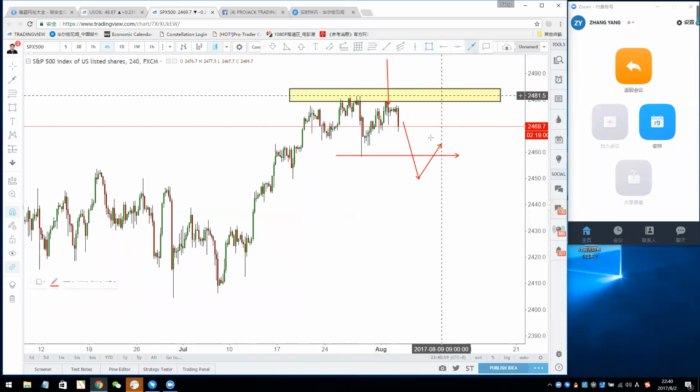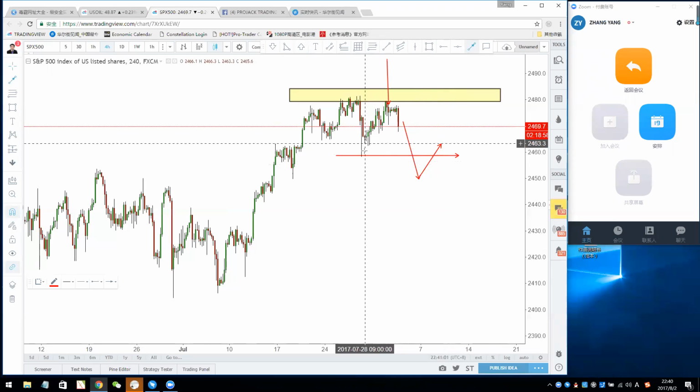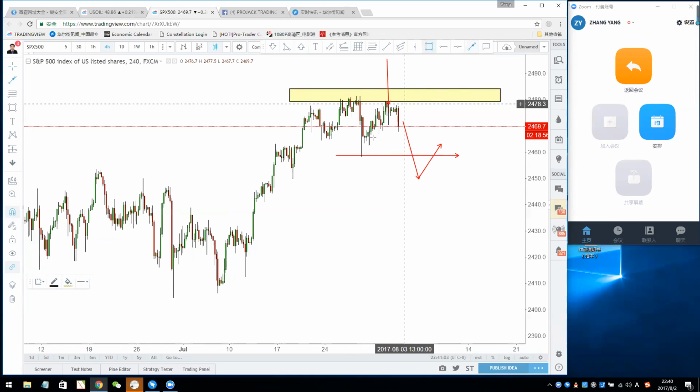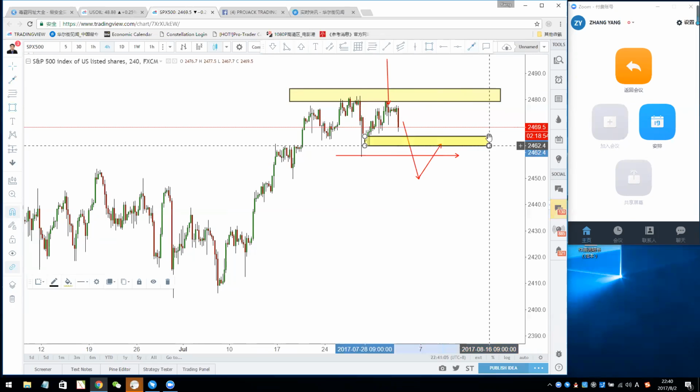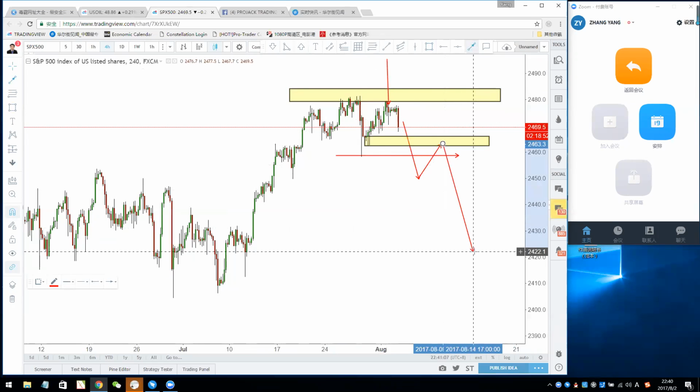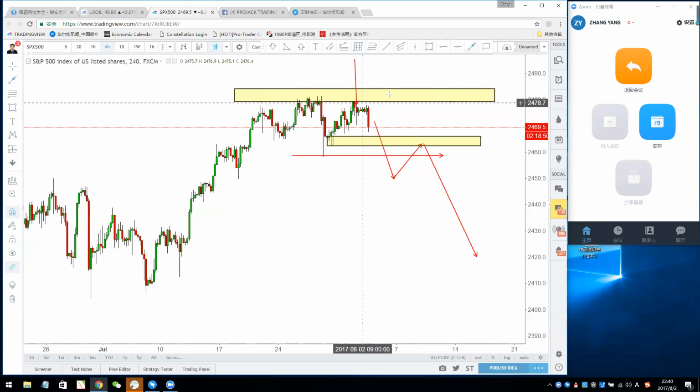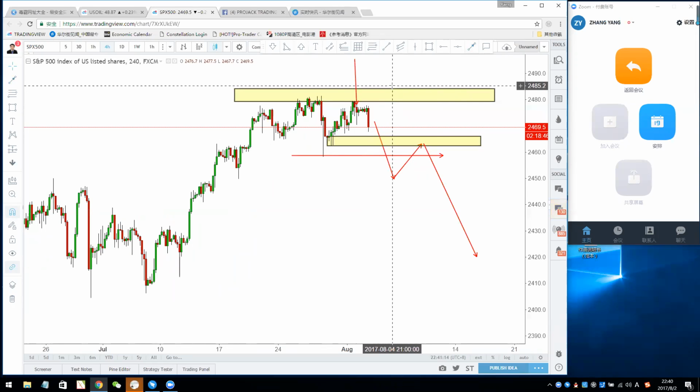Okay, I will use the 618 or the neckline pullback or the structural pullback. Okay, it's still the same story. But you can consider shorting from 2478 because your risk is not very much.